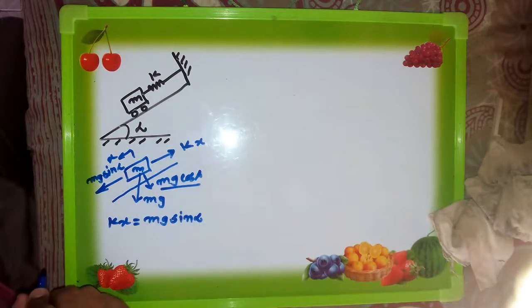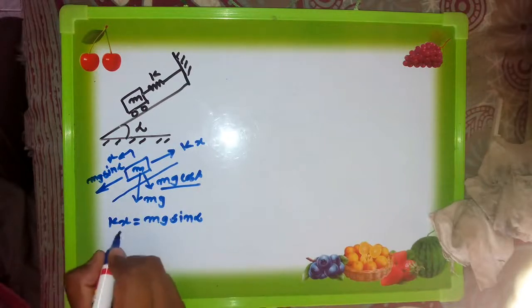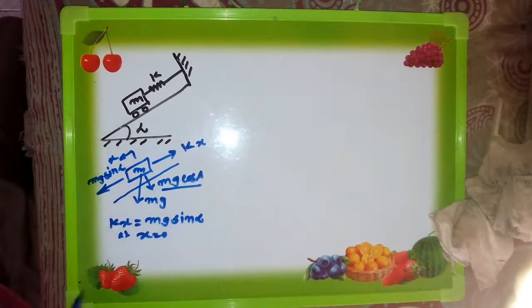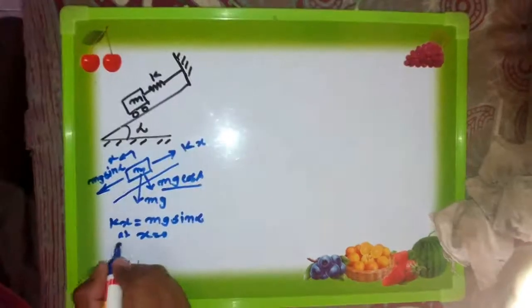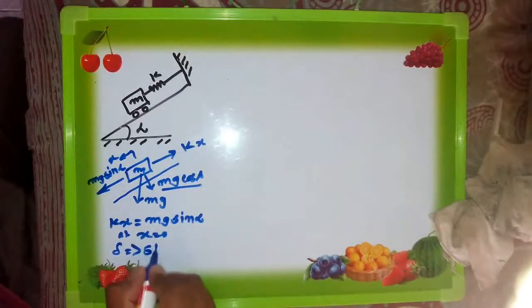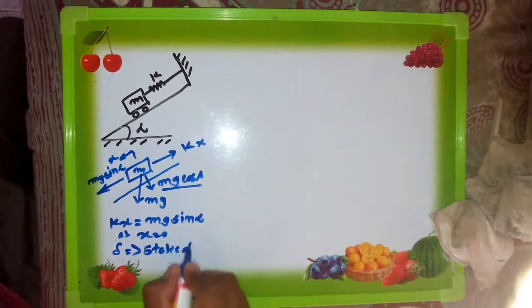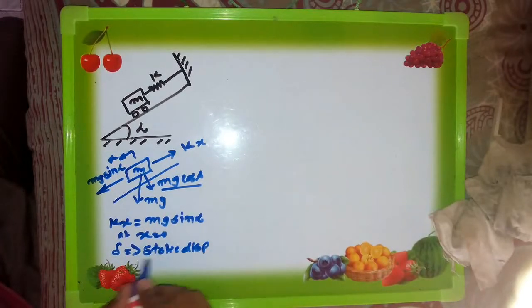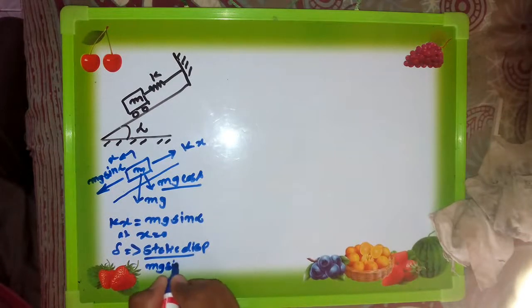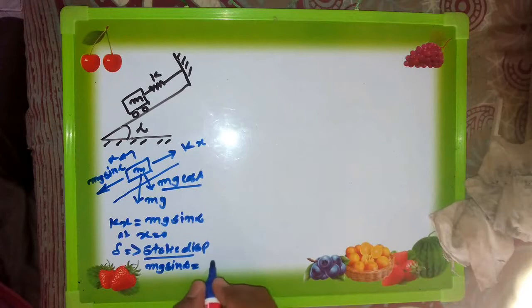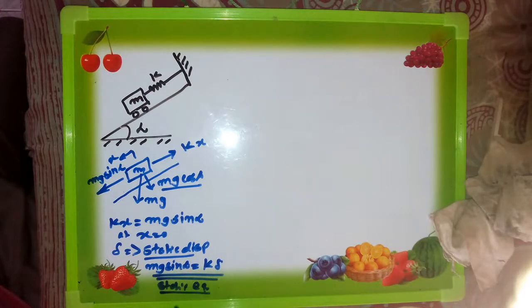sin alpha. Okay, but now at x is equal to 0, there is a certain specific displacement, that is called the delta. So delta is a static displacement. So for static displacement I can write down mg sin alpha is equal to k into delta. This is for static equilibrium. For static equilibrium, mg sin alpha is equal to k delta.